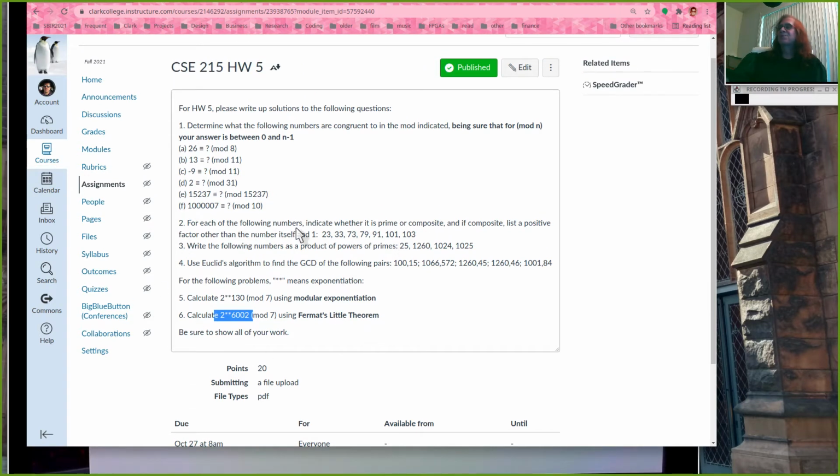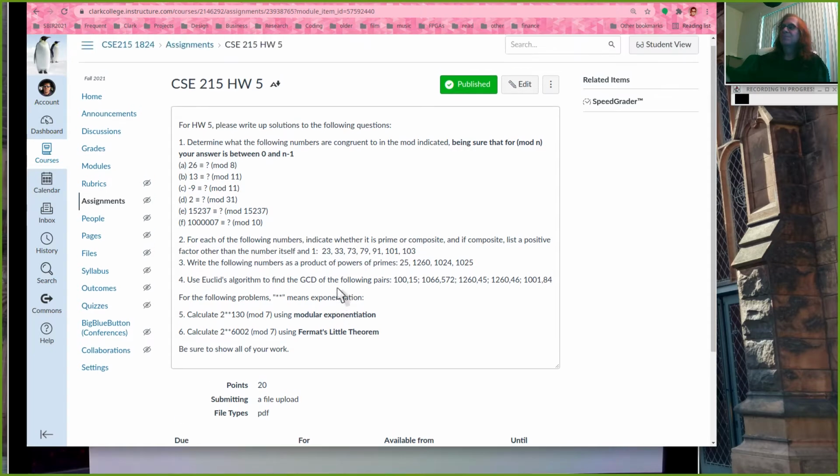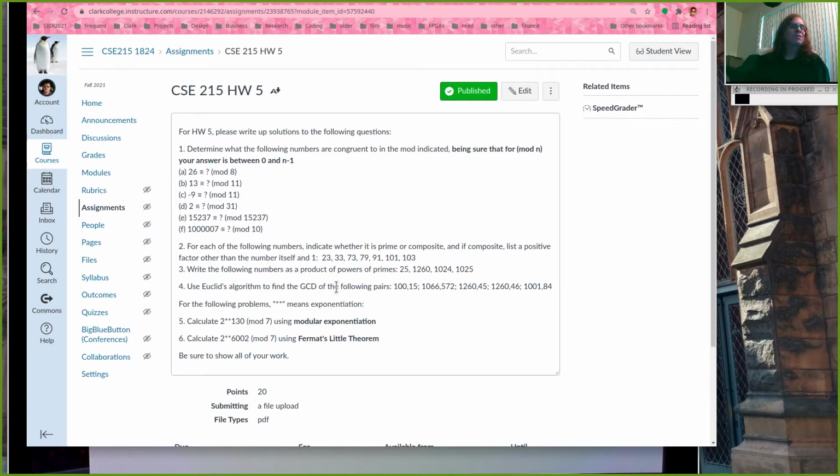So write those up, show all of your work. Please don't just put down, these you can just put down an answer if you want. But for these calculations, make sure you show all of your work. If you just give me a number and there's no work, I have no way of knowing that you understand modular exponentiation or Fermat's little theorem. So show your work. All right, clear on that?